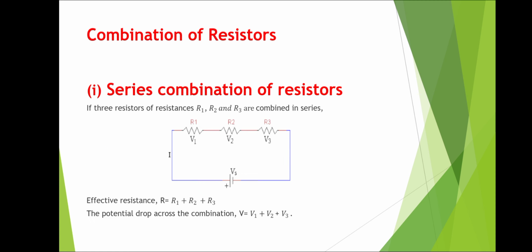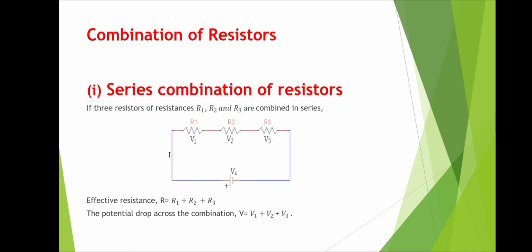Next one, combination of resistance. As we all know, in some cases we have to increase the value of resistance, and in some cases we have to decrease the value of resistance. So we have two options. When we want to increase the value of resistance, then we have to connect in series. So first one, series combination of resistance.